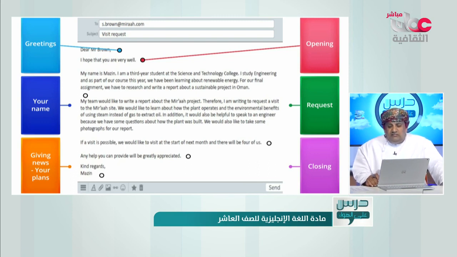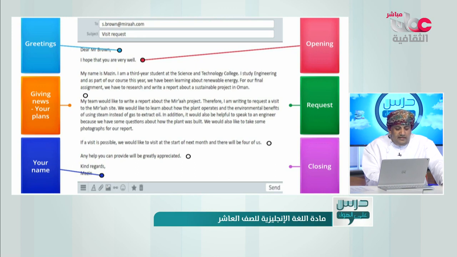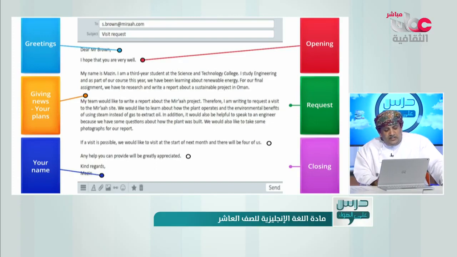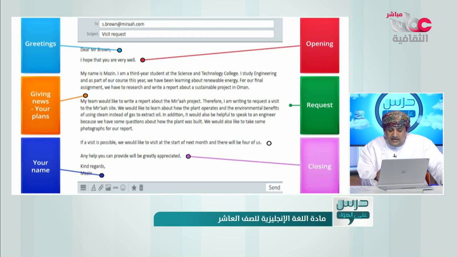Then my name is. It is giving your name. Here, giving your plans. And here, if a visit is possible, we would like to visit at the start of the month. This is the request. And the closing, we said any help that can be provided will be appreciated.